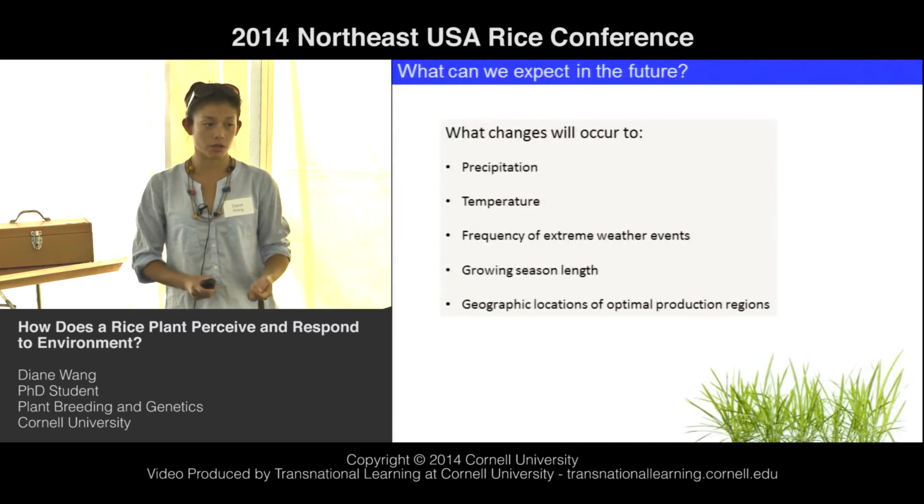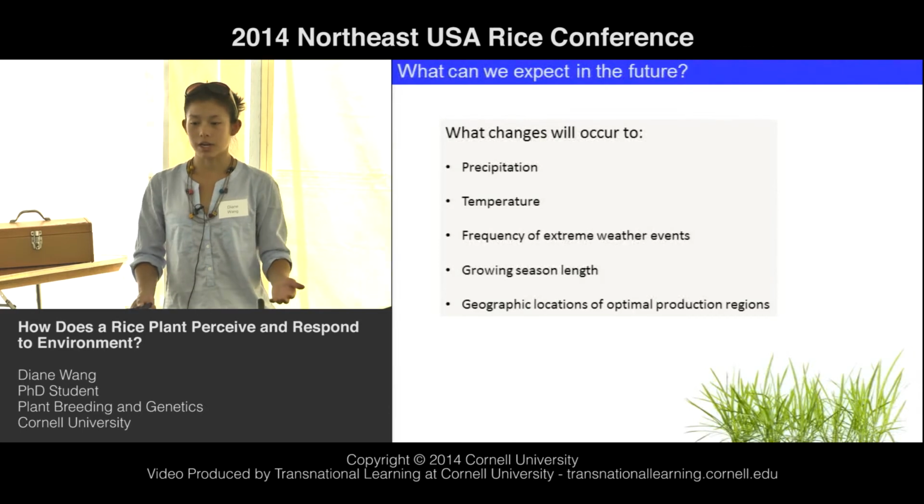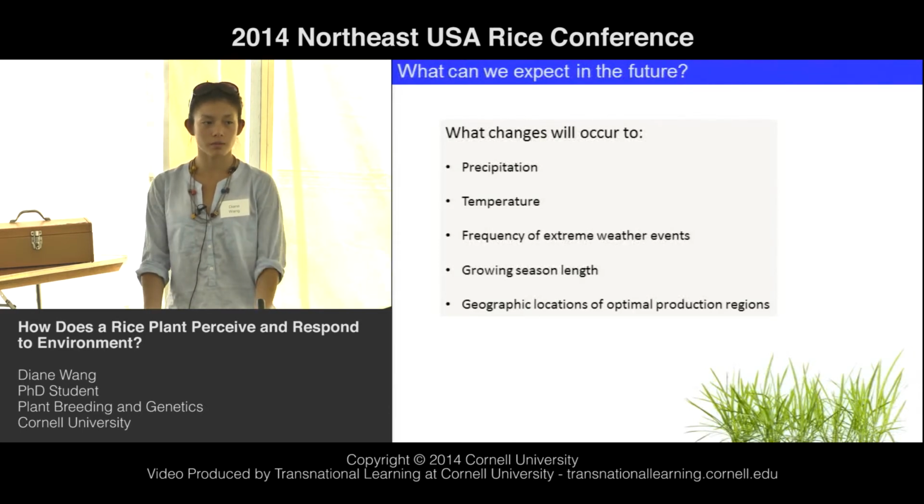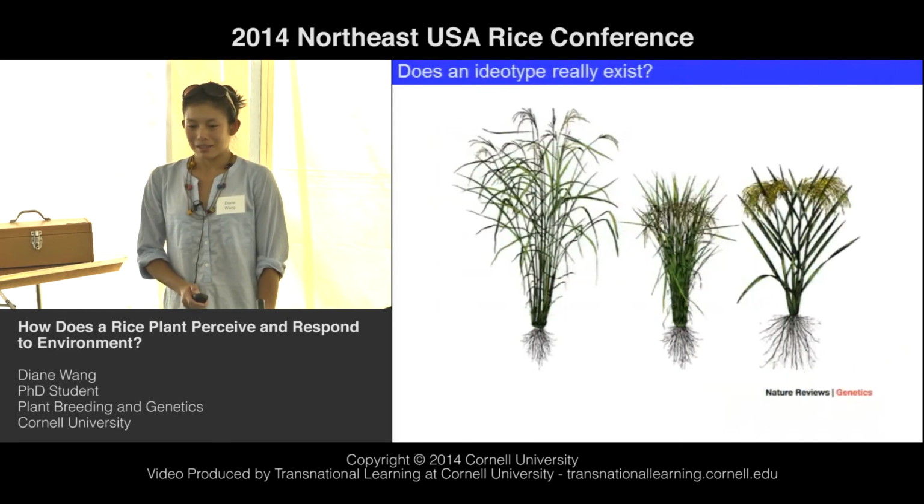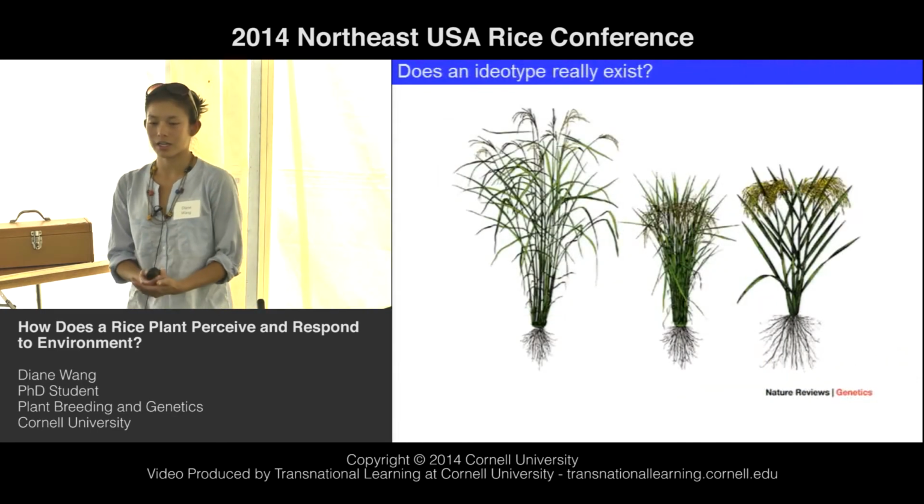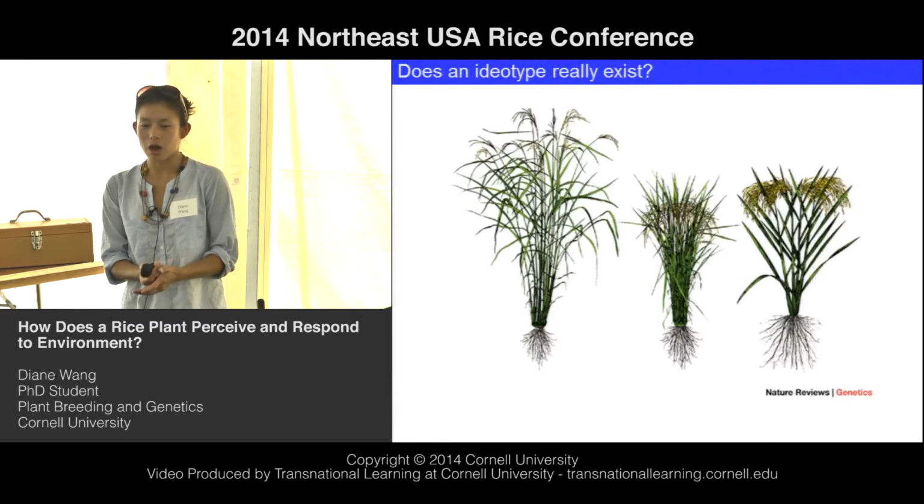So right now we grow rice in the southern parts of the US, in Arkansas, Texas, Louisiana, for the most part. But maybe whatever happens in the future, some crops might be moving more north, and some might be moving more south. It totally depends. Not really sure. It's really hard to predict these things. And my second thought, or question, is whether an ideotype really exists.